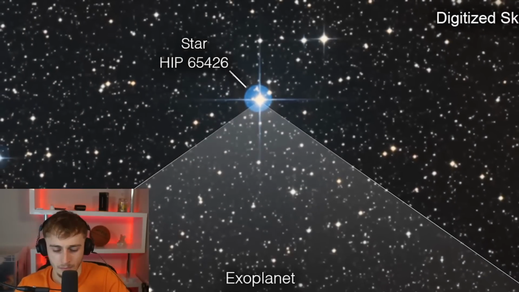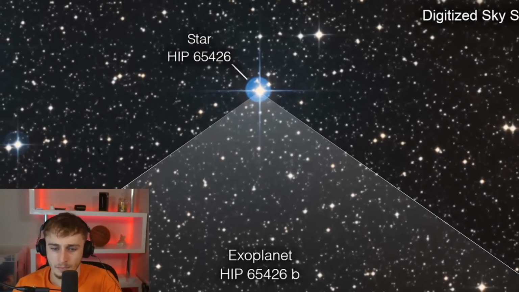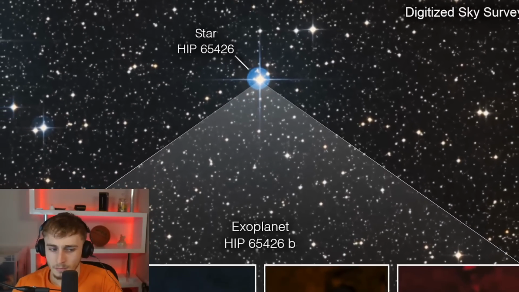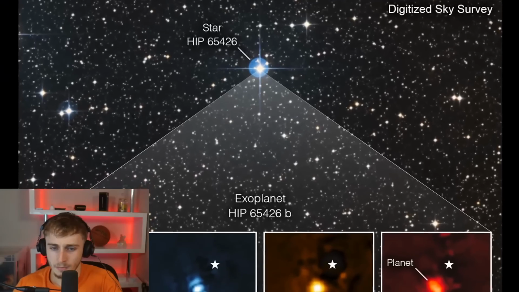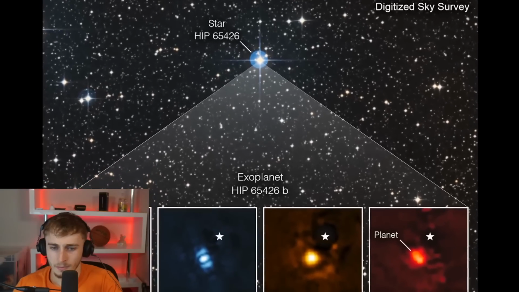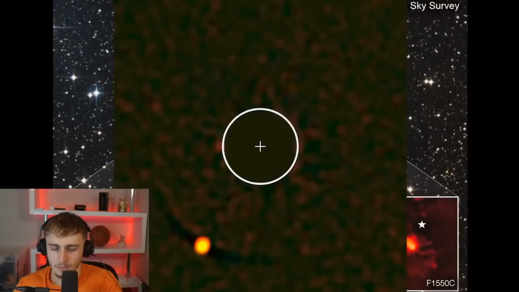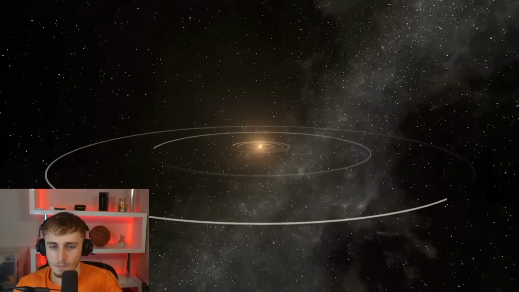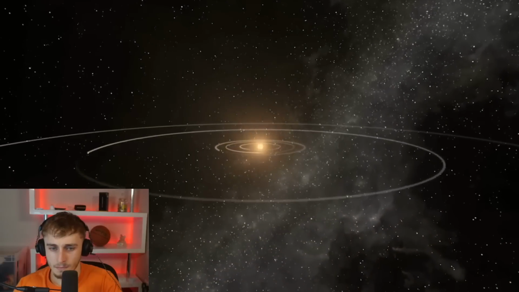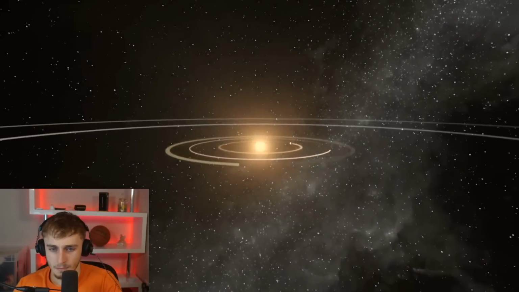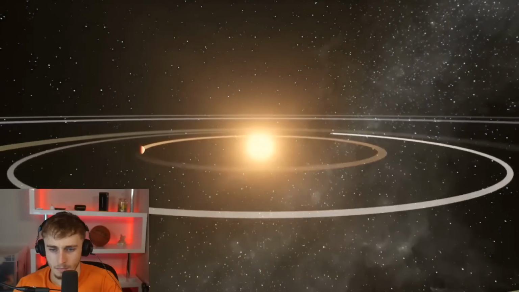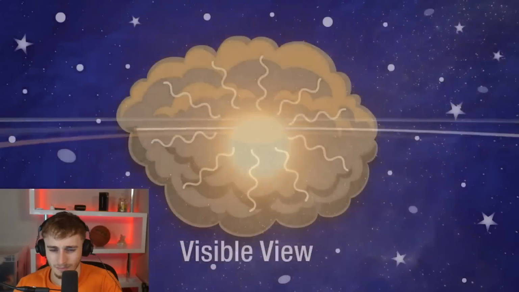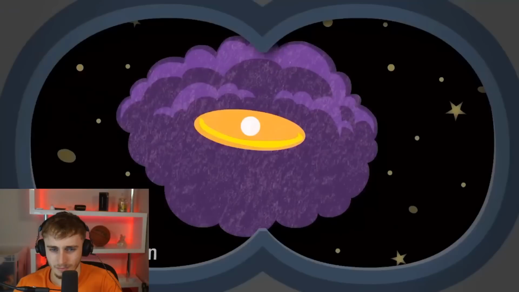385 light years away from Earth, with a mass 6 to 12 times heavier than Jupiter, sits HIP 65426, an exoplanet that the James Webb Telescope recently captured. It's the very first exoplanet outside of our solar system that the telescope has taken a direct image of. Capturing direct images of exoplanets is extremely challenging, mainly because the stars that they're right next to are so much brighter.